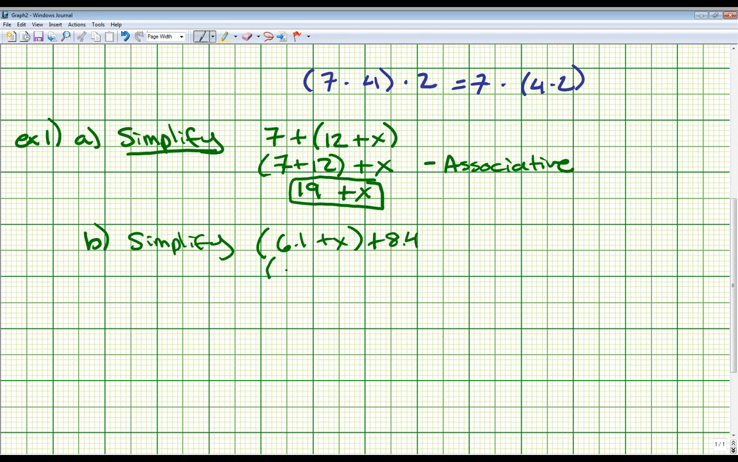So we're going to rewrite this if we just rearrange the order of those first 2 terms. So when we rearrange the order, remember that's called commutative. Now that we've rearranged the order, I'm going to now regroup. So I'm going to take these parentheses and move them around the numbers. So I'm going to leave my x on its own. And then I'm going to put parentheses around 6.1 plus 8.4. And when I take the parentheses and move those, that's called associative.